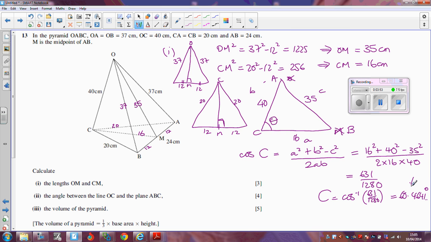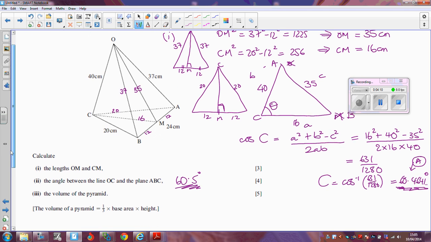Now what I'm going to do is save that into my memory, because I've got a feeling that we might need to use that later. Anyway, for the angle then, I'm going to round it. I'll give my answer as 60.5 degrees, but I've got to be careful if I use that later to actually use this value, the exact value that I've saved in my memory. Now for the tricky bit.